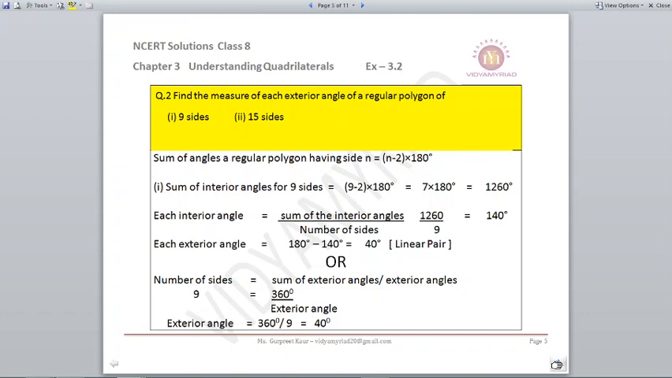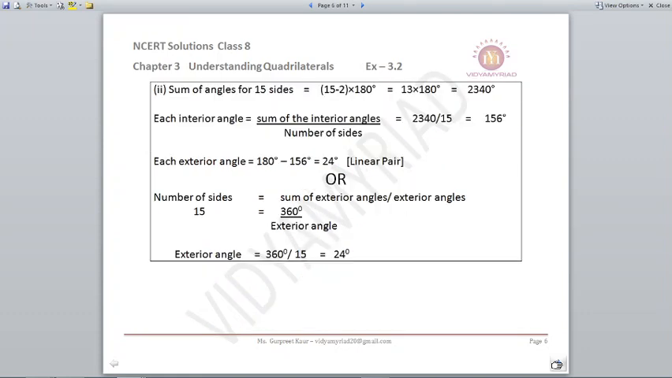So our answer is same. Either you do it with the interior angle properties or you do it with the exterior angle, your answer will come same. Let us find out for 15 sides also with the same way. Both the ways we will do it.